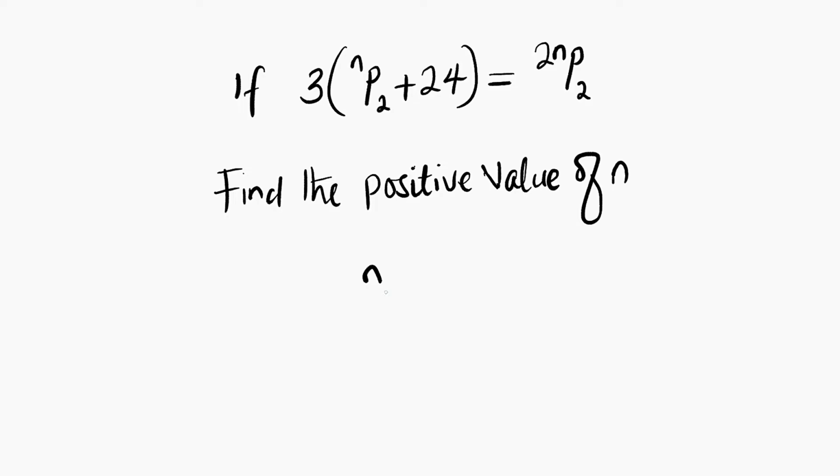Remember, if you have nPr, it is equal to n factorial divided by n minus r, also factorial. So this is what we need to use in order to evaluate our permutations. You see we have one here and the other one here. All right, let's go ahead and start.